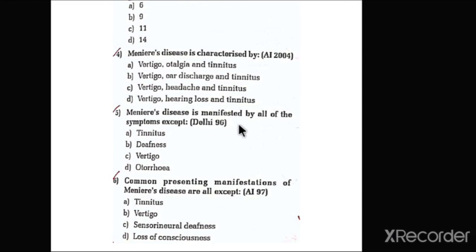Meniere's disease is manifested by all of the symptoms except there is absence of otorrhea, but symptoms like vertigo, deafness and tinnitus are present. Common presenting manifestations of Meniere's disease are all except. The manifestations are tinnitus, vertigo, sensorineural hearing loss, but loss of consciousness is not present in Meniere's disease.